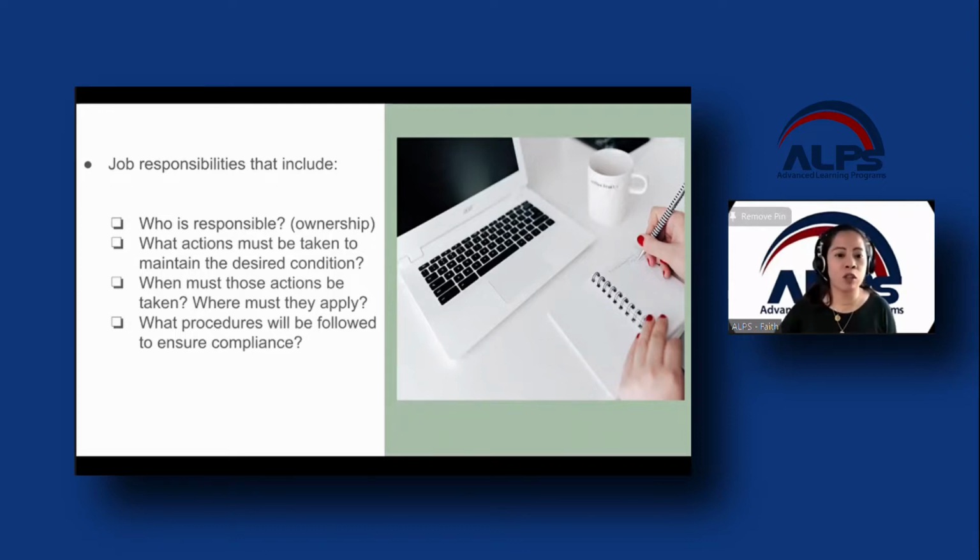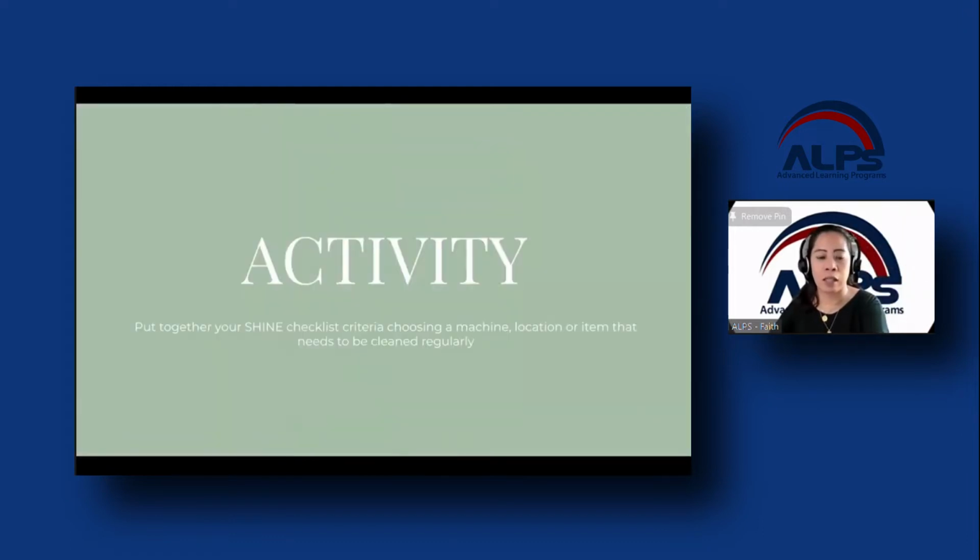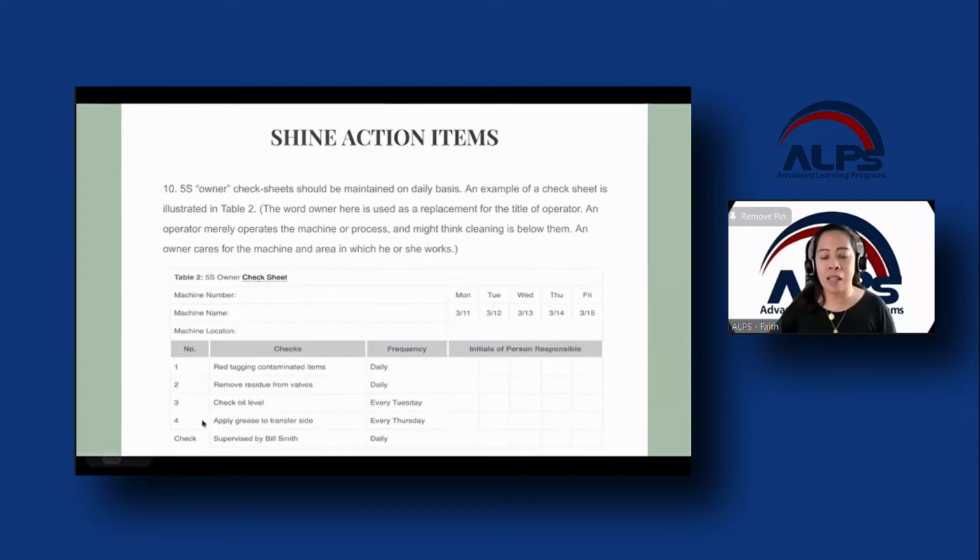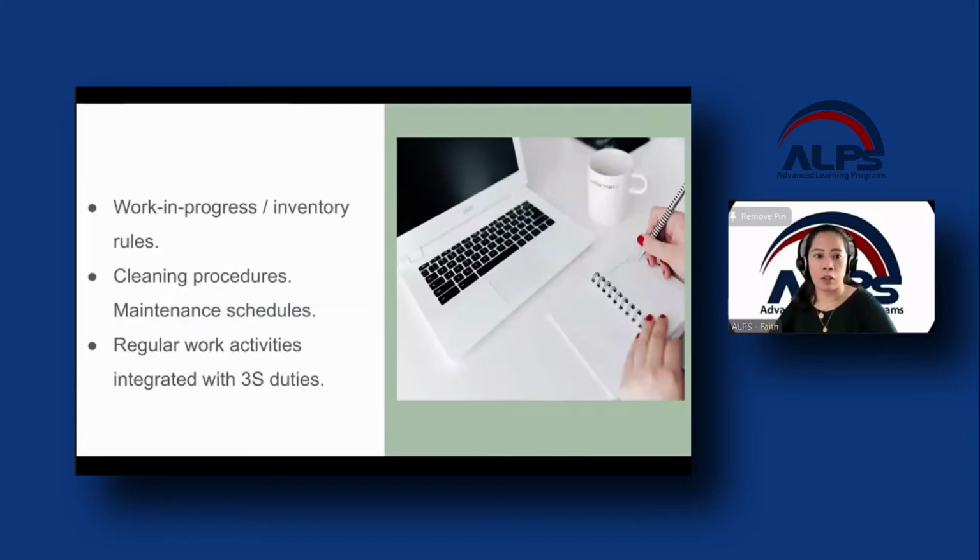Number 4, what procedures will be followed to ensure compliance? O yan yung nandun sa ating checklist. Balikan natin yung checklist natin. Ito yung sample ng standard kasi. Naka-standardize na yung inyong checklist. So you have here the items that need to be done, how often, who will be the responsible people, the duration of how and when it will be checked, and you have to identify the machine or the location kung saan i-check. So that's a sample of standardization.